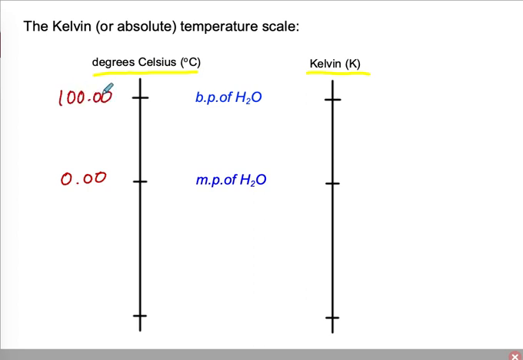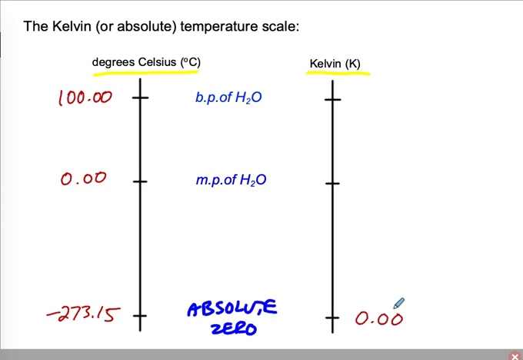Experiments that we will talk about later this unit let us determine that absolute zero, the hypothetical temperature at which all molecular motion will stop, is negative 273.15 degrees Celsius. Therefore, on the Kelvin scale, absolute zero is 0.00. The melting point of water would be 273.15 Kelvin, and the boiling point of water would be 373.15 Kelvin.